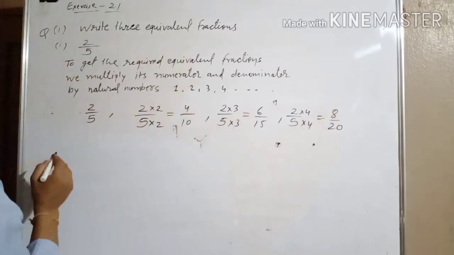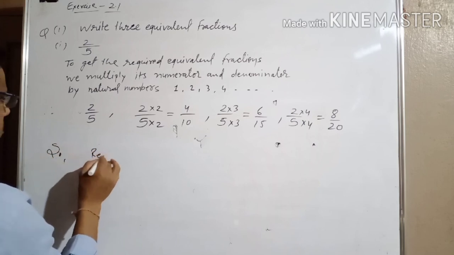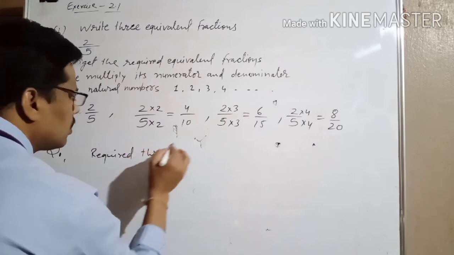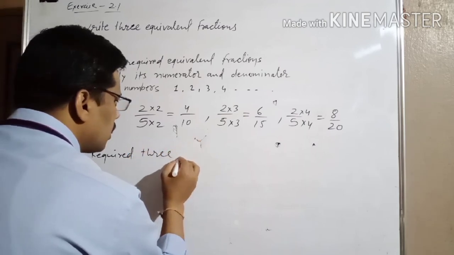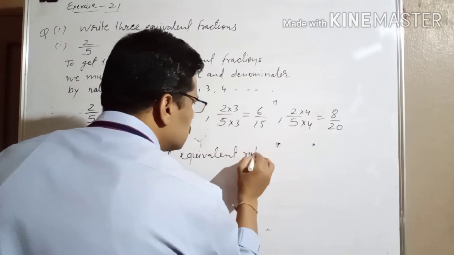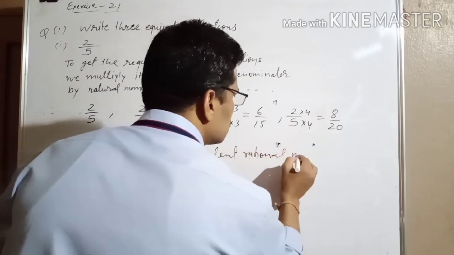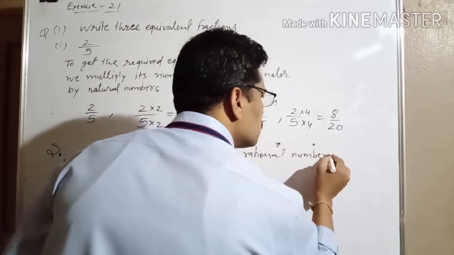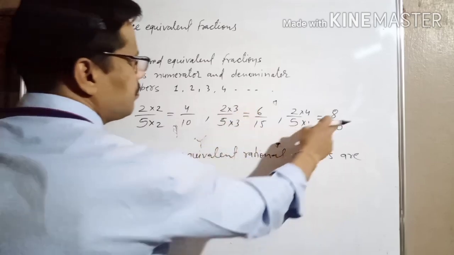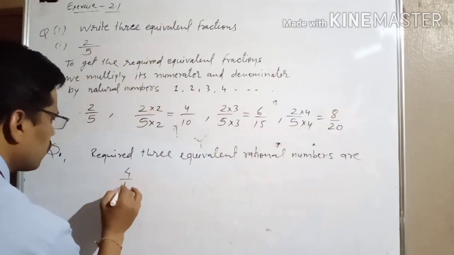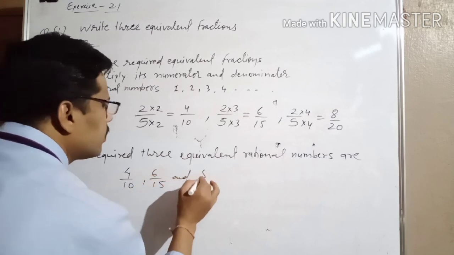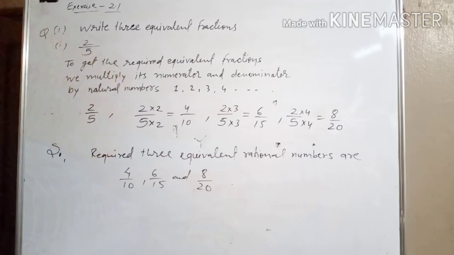So the required 3 equivalent rational numbers are 4 upon 10, 6 upon 15 and 8 upon 20. This is your answer. Got it?